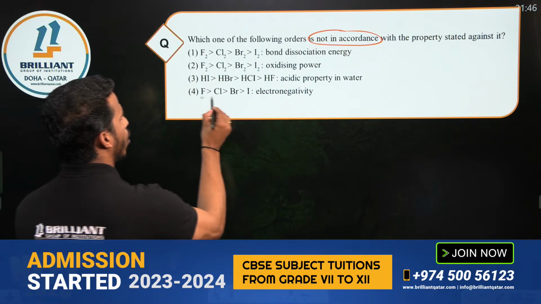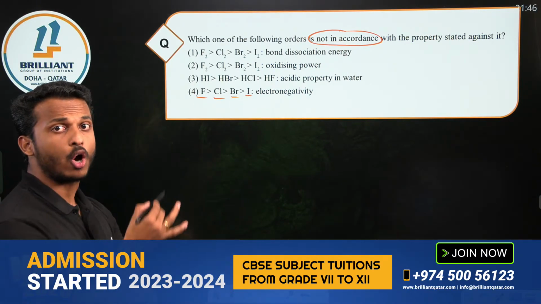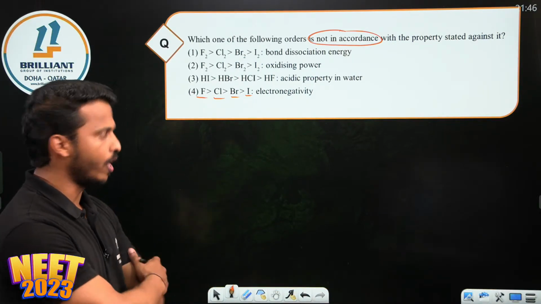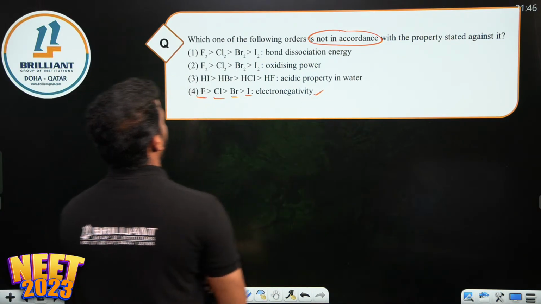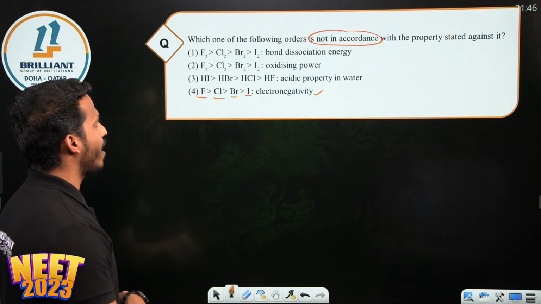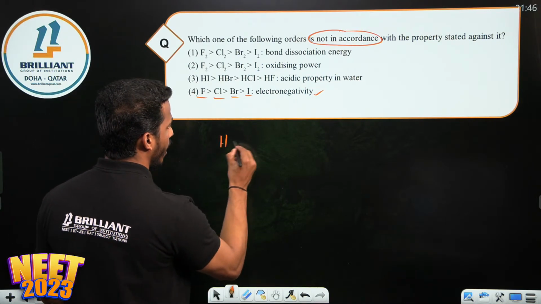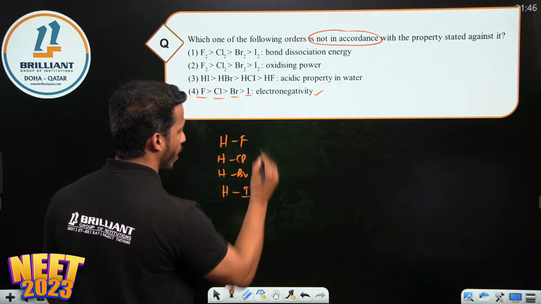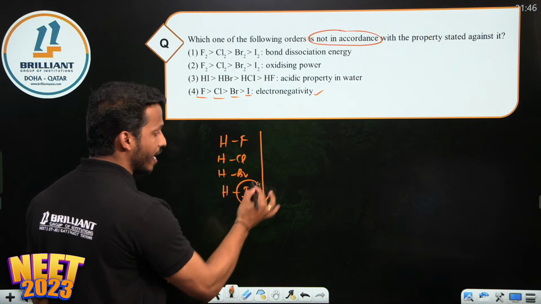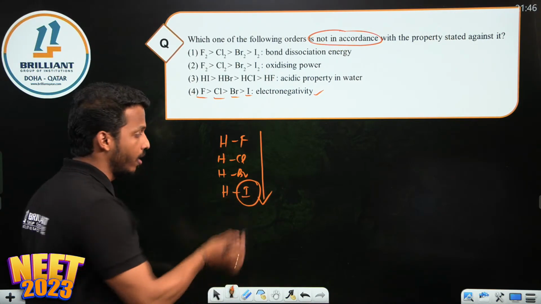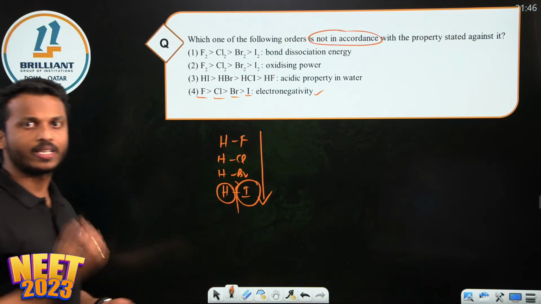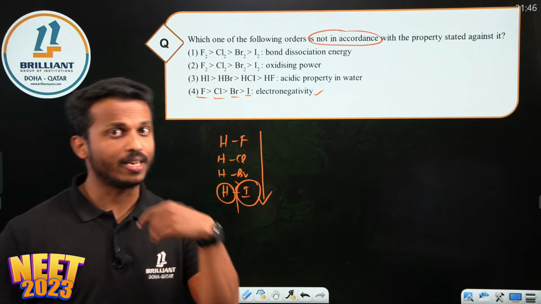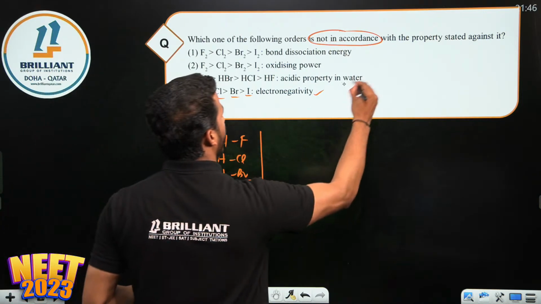Fluorine, chlorine, bromine, iodine. Yes, that is the correct order of their electronegativity. Fluorine is the most electronegative element. That's a correct one. What about HI, HBr, HCl, HF, acidic property in water? You know, dear all, HF, HCl, HBr, HI. While coming down the group, the halogen size is bigger, the bond is weaker, you can remove hydrogen easier. If you can remove hydrogen easier, that is most acidic. So down the group in hydrogen halides, acidity increases. That's also correct. Next one.